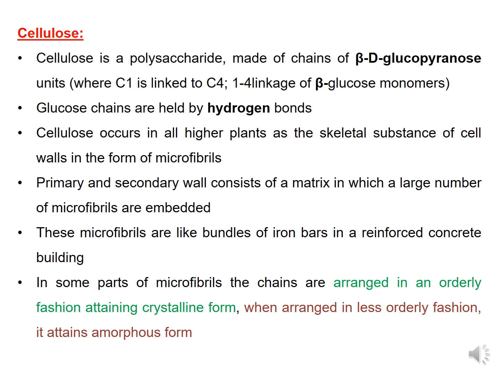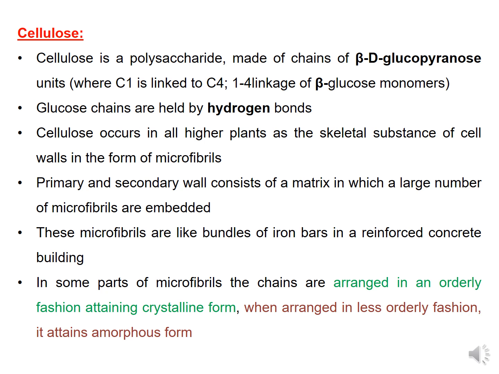So cellulose is also a polysaccharide. All these compounds are nothing but polysaccharides, and this cellulose is made of chains of beta-D-glucopyranose units, that is 1,4 linkage of beta glucose monomers.